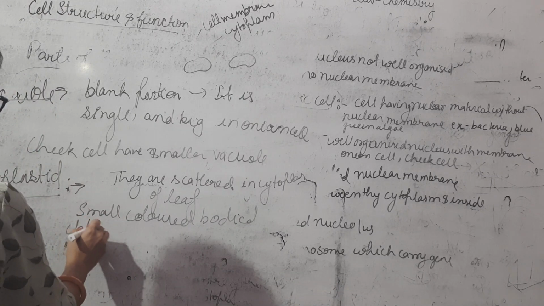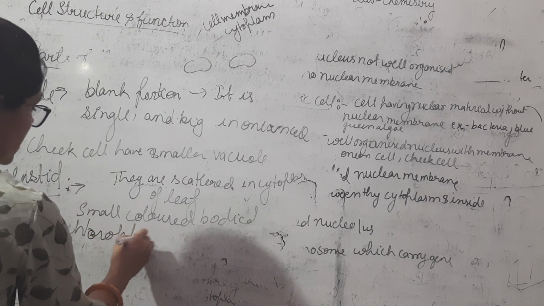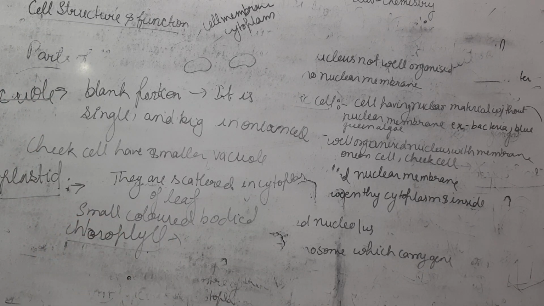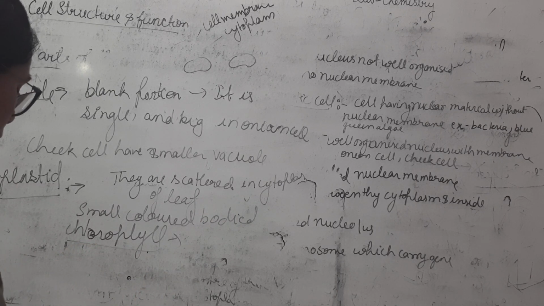Chlorophyll is present in the chloroplast. It is a green color pigment which provides green color to the leaf. So these are the other organelles present in plants.